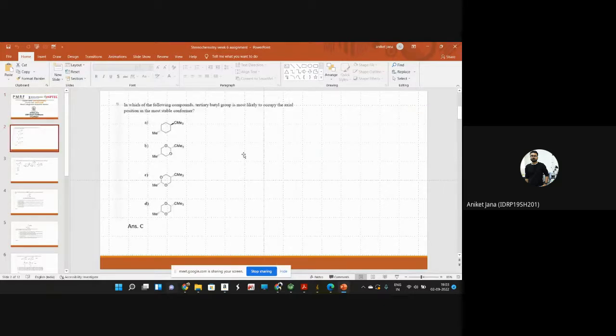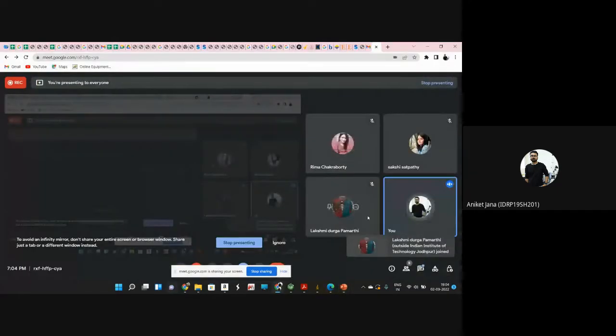Okay, so today our first question is: in which of the following compounds will the tertiary butyl group most likely occupy the axial position in the most stable conformer? So, how can we solve it? We usually know that the tertiary butyl group is an anchoring group and it usually keeps itself in the equatorial position to minimize the steric interaction, right?